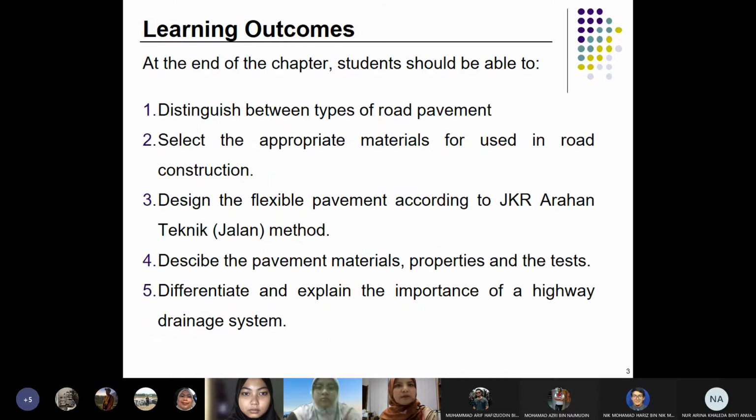Alright, so these are the learning outcomes. Alright, number 1 and number 2, I want the students to actually know how to differentiate between the types of road pavement. Then, once you know the type of road pavement, and we assume that after that, student will be able to select appropriate material for the road construction. So yang ini berkaitan dengan testing yang you buat jugalah.